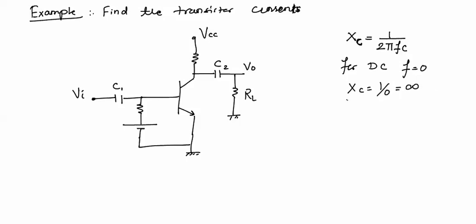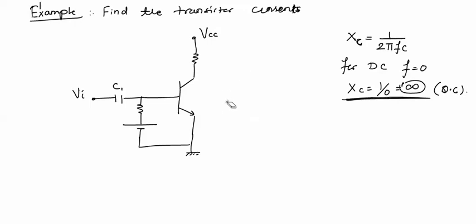If Xc equals infinite, it means that when the frequency of a signal is 0, that is, a DC signal is applied, these capacitors offer an infinite impedance, that is, they act as open circuit for DC signals. If they act as open circuit for DC signals, we will remove them from the circuit here, and this circuit will be the DC equivalent of a BJT.